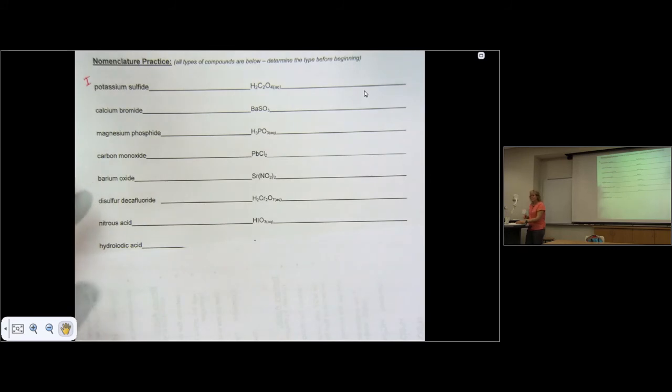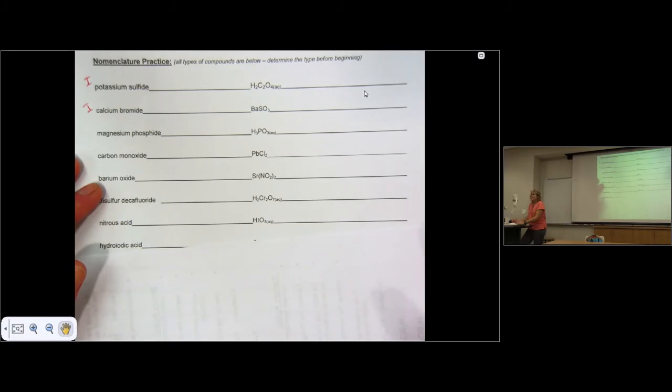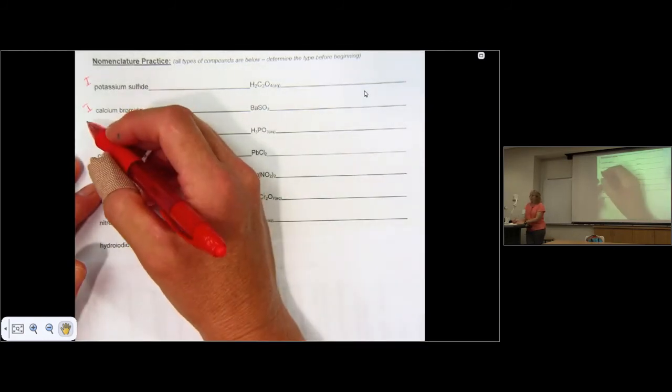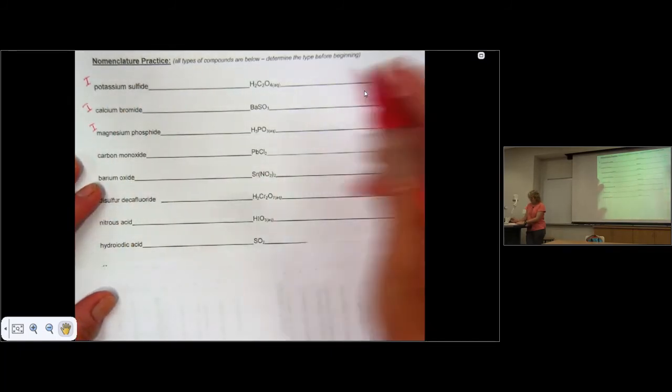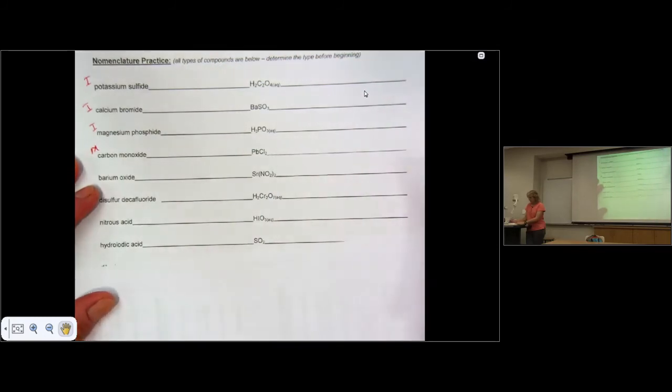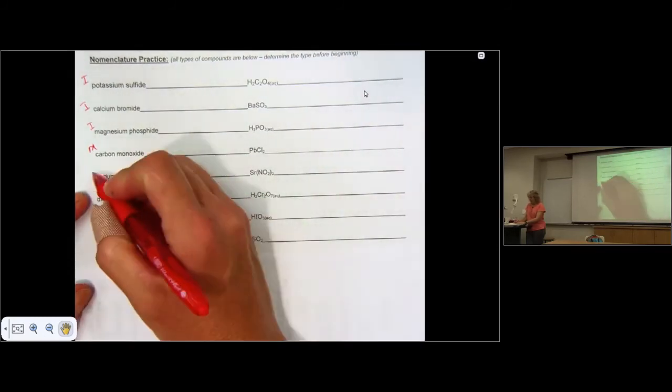Calcium bromide. Magnesium phosphide. Say it again. Good. Carbon monoxide. Molecular. Barium oxide. Ionic.